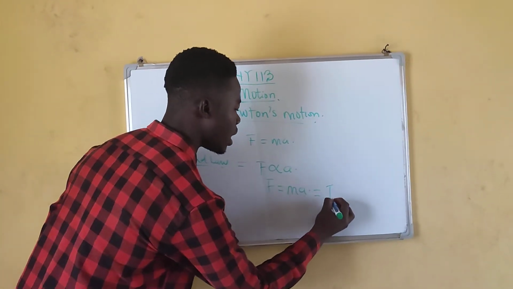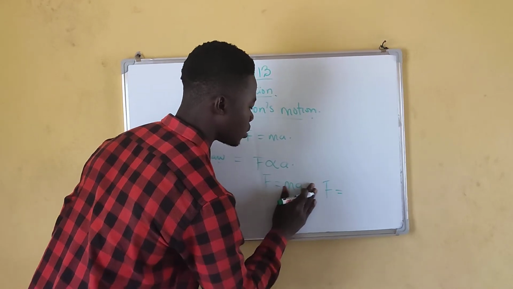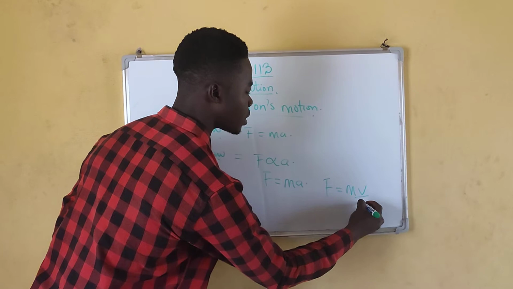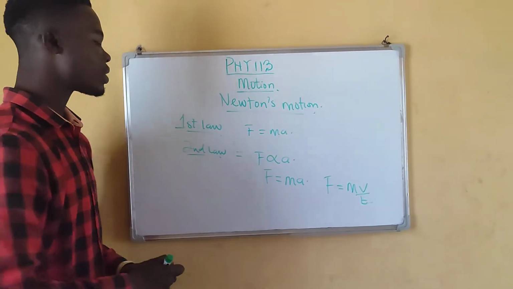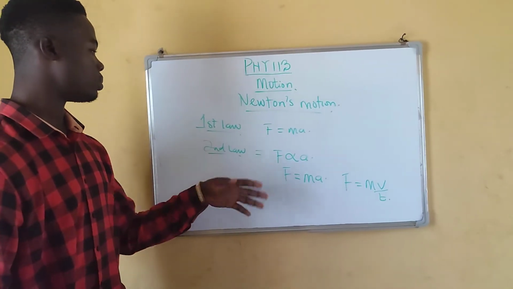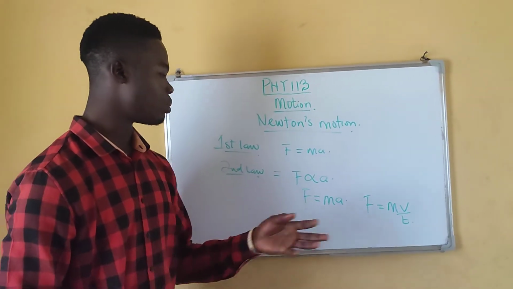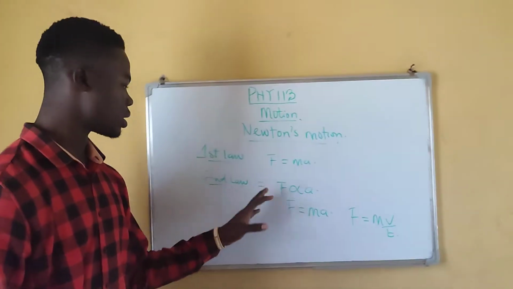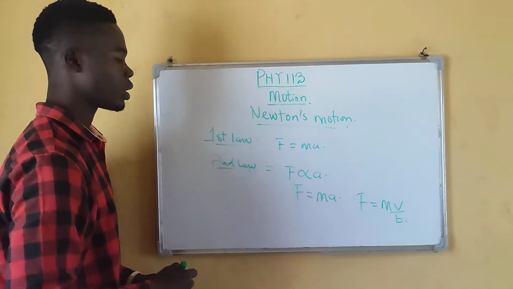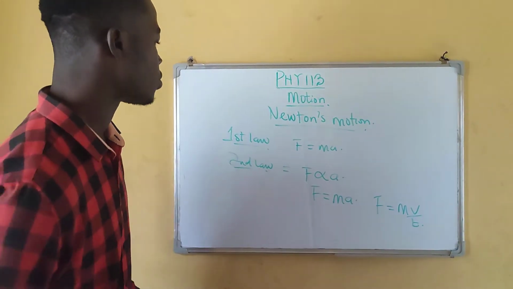And you can further say F equals to what? Mv over t. So most times this second law, they mostly use it if you want to get the momentum, if you want to get anything, this second law is mostly applicable. So we'll be dwelling on that for today.